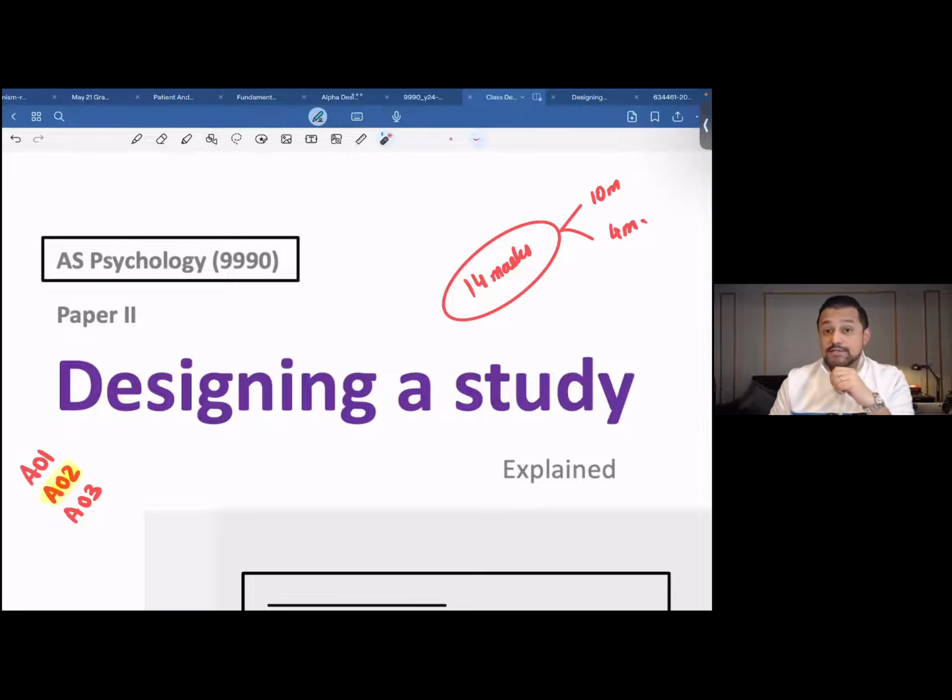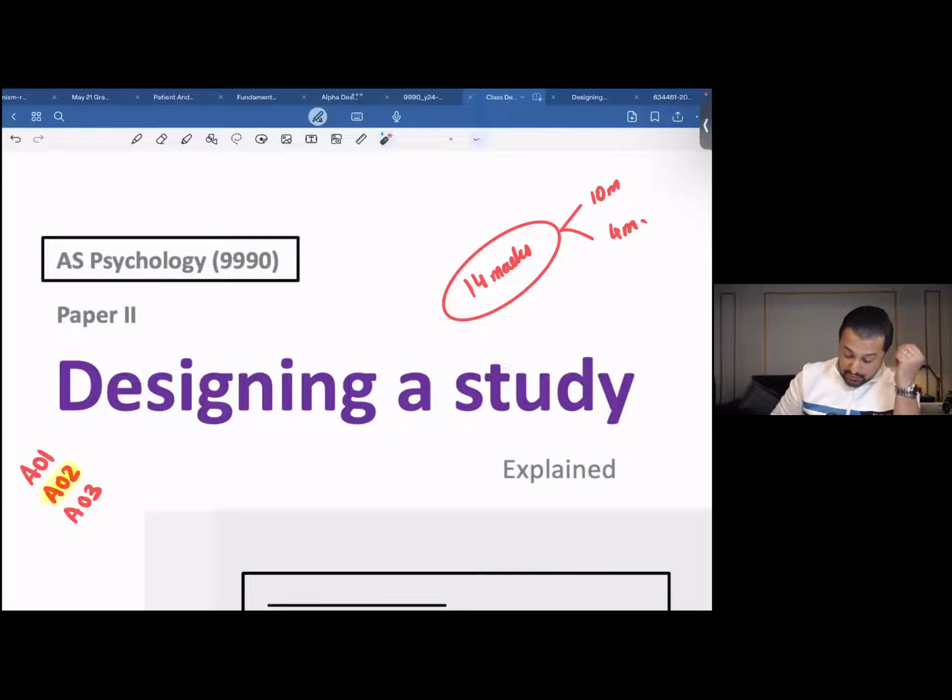If we have a look at the assessment objectives, our CIE assessment objectives are broadly divided into three categories, that is AO1, AO2, and AO3 respectively. AO1 tests our knowledge and understanding. AO2, that is typically interpretation and application, where the examiner tries to assess how good we are at interpreting and applying the knowledge that we've already gained. And AO3 has to do with analysis and evaluation.